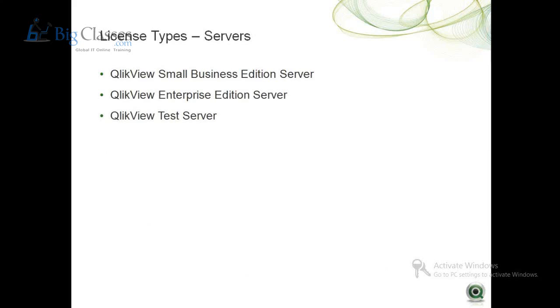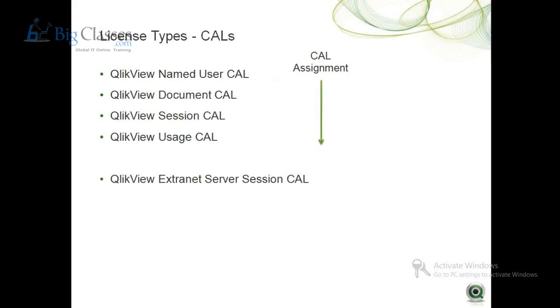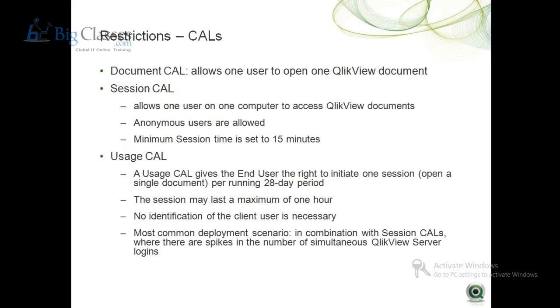So these are the different CALs available. CALs in the sense it's a client access license. So there are different CALs: named CAL, document CAL, usage CAL, session CAL. Okay, I'll explain one by one now. A document CAL allows only one user to open a Qlikview document. So that is applicable for only one document. And one document CAL, I guess, is around $230.